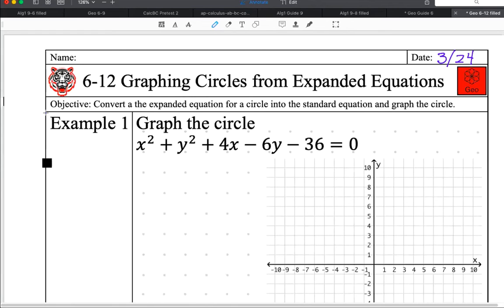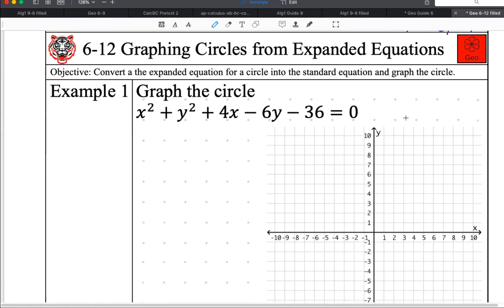Okay. So basically, convert the expanded equation for a circle into the standard equation and graph the circle. Sure. So it looks like the same objective as yesterday, only we have this additional and also graph that circle.